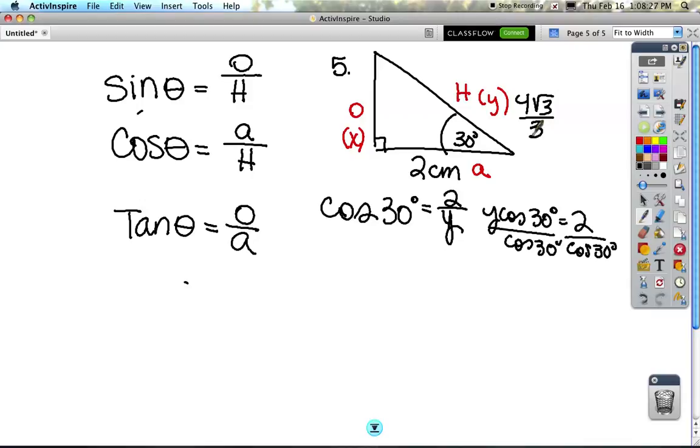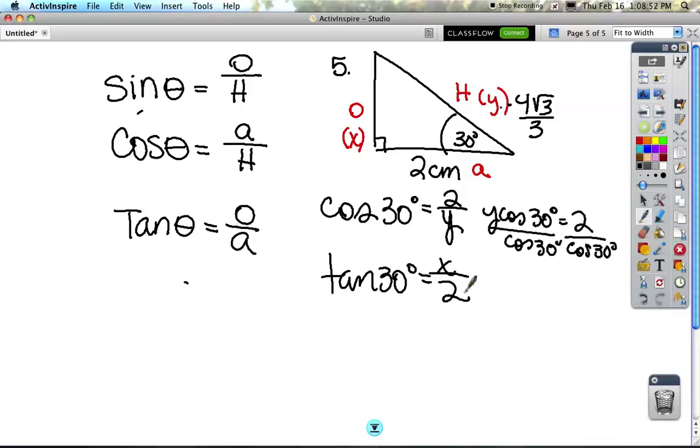Okay, now let's look at the O. So we're going to cover up the H. That leaves me what 2 letters left? A and O, which is tangent. So tangent of 30 equals opposite, which is x, over adjacent, which is 2.